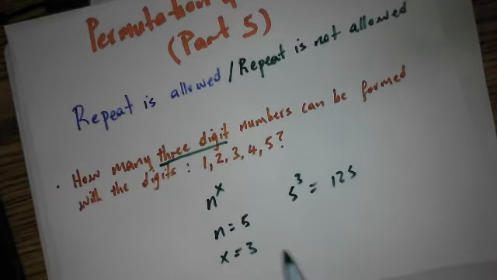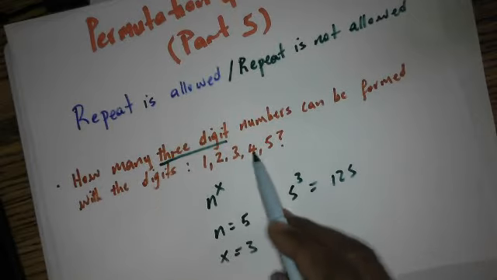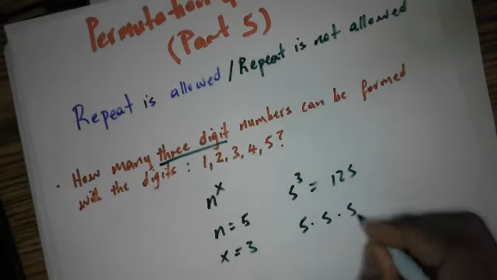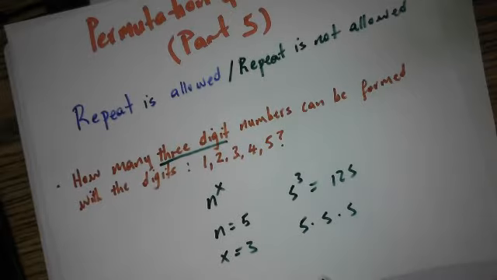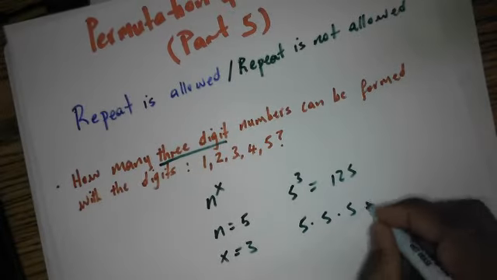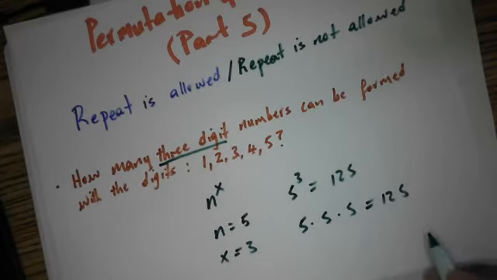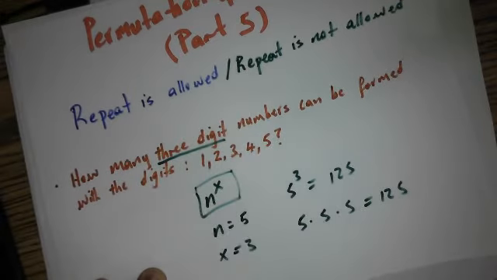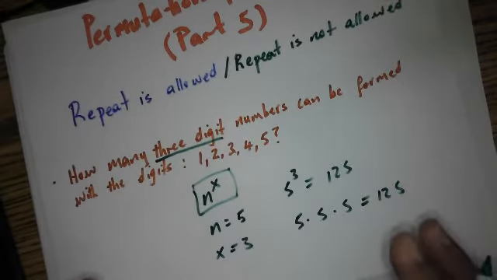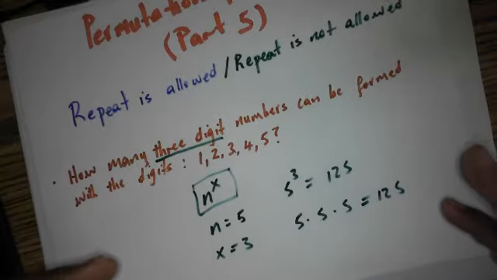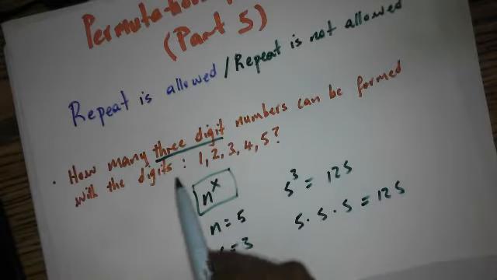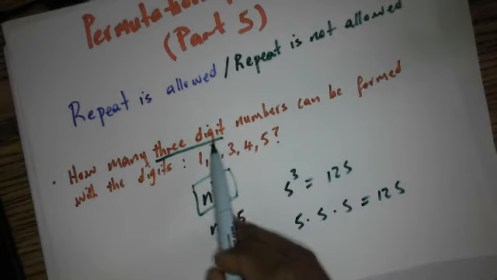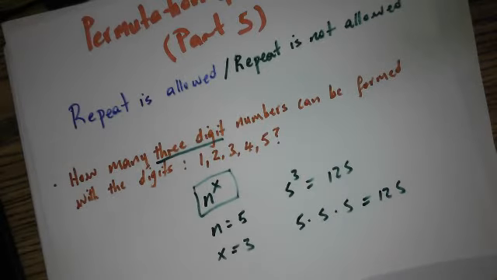Or you could take it, there are 5 digits here, 1, 2, 3, 4, 5. You could take it as 5 times 5 times 5. This is saying the same as that, and this would still give you 125. So whenever repetition is allowed, this is the form you'll take it: n to the x, where n is the total number of items or terms you have, and x is the number you're selecting of it. So how many 3 digits in this case. Okay, so that is example 1.